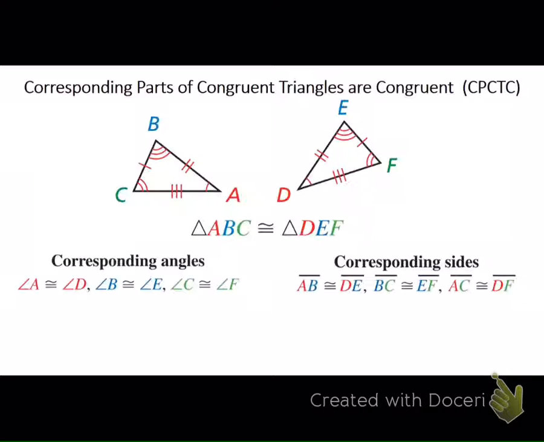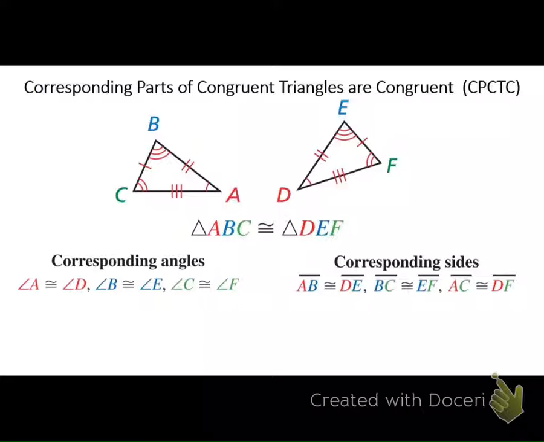Okay, so corresponding parts of congruent triangles are congruent, and that's called CPCTC, so you don't have to write corresponding parts of congruent triangles are congruent 1,000 times. So, we know that triangle ABC is congruent to triangle DEF. Do you see how this is color-coded? Whatever letters line up in the triangle, those angles are the ones that are congruent to each other.